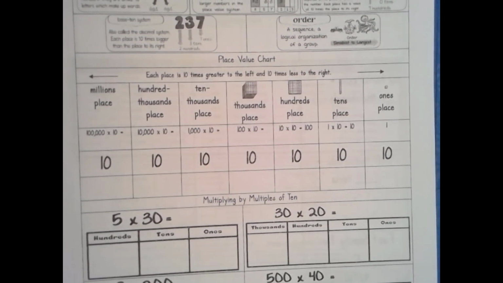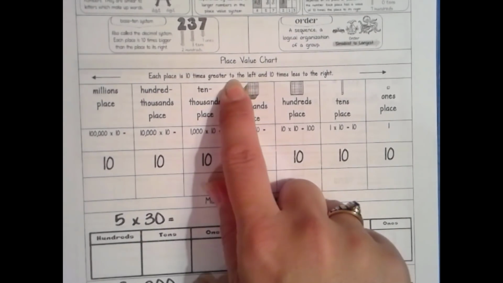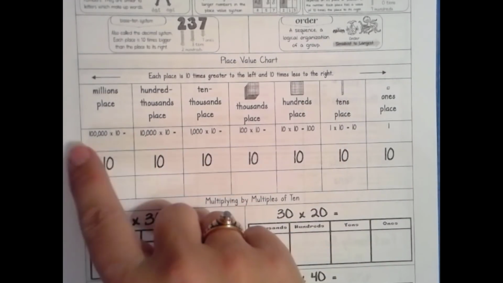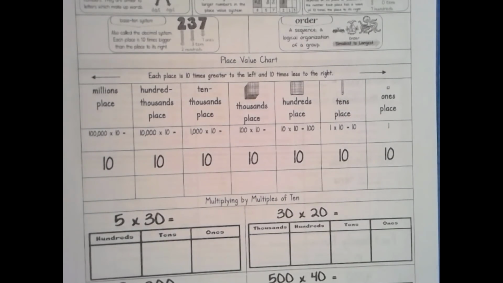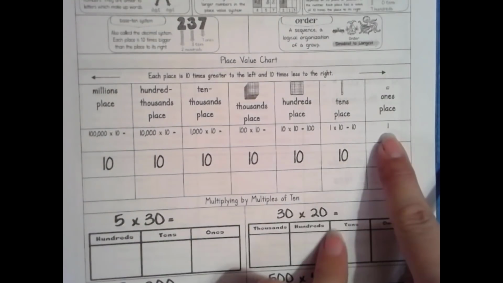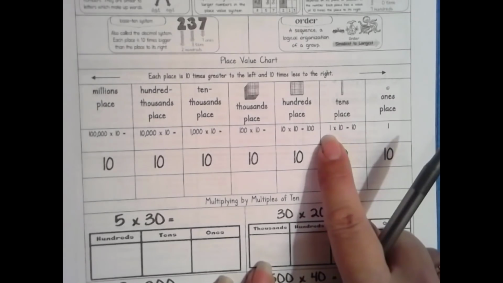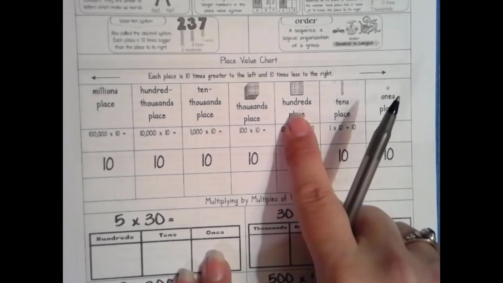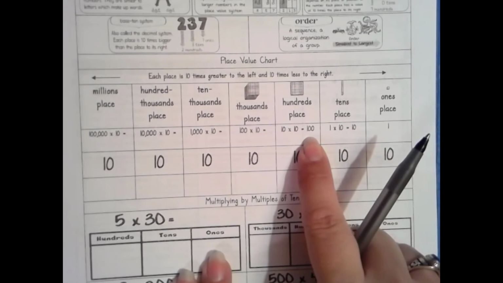Okay, so here we're going to look at a place value chart. Each place is 10 times greater to the left and 10 times less to the right. So it's going greater this way, 10 times greater, and if we go this way, it's 10 times less. In our ones place, we just have 1. Tens place, well, that's 1 times 10 gives us 10. Now this place is even 10 times greater than this one. 10 times 10 is 100.